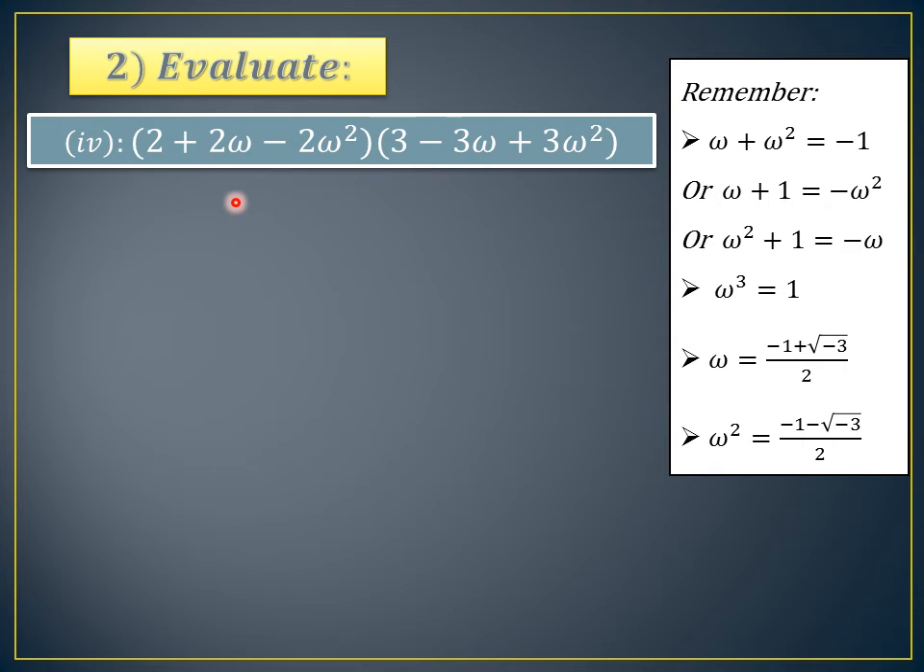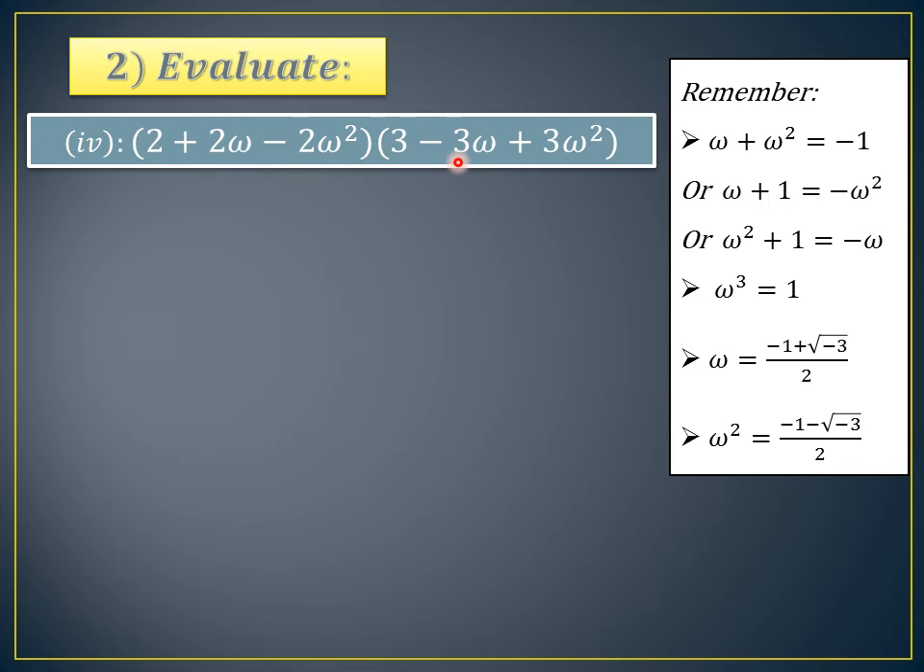Now coming back to the question. If I take common from the first two digits, what is the common digit here? 2 is the common digit. So what will remain inside the bracket? It will become 1 plus omega. So can I replace it with some digit? Yes, I can replace it with minus omega square.